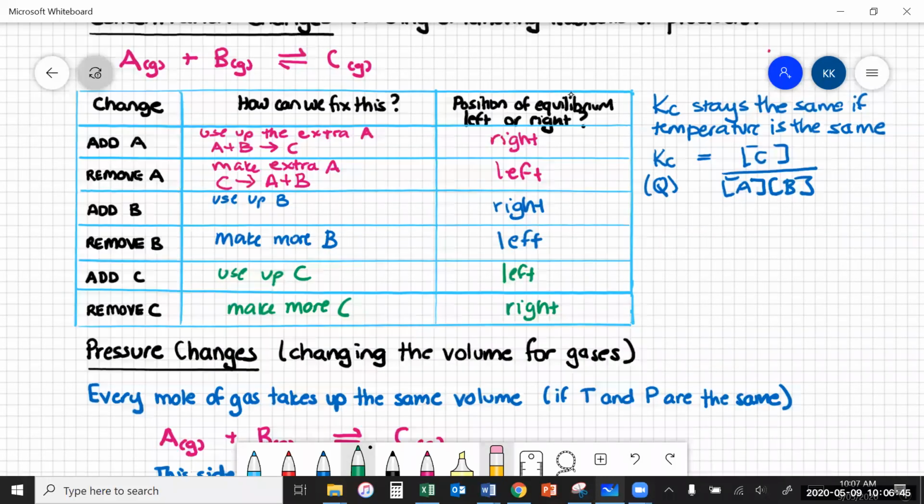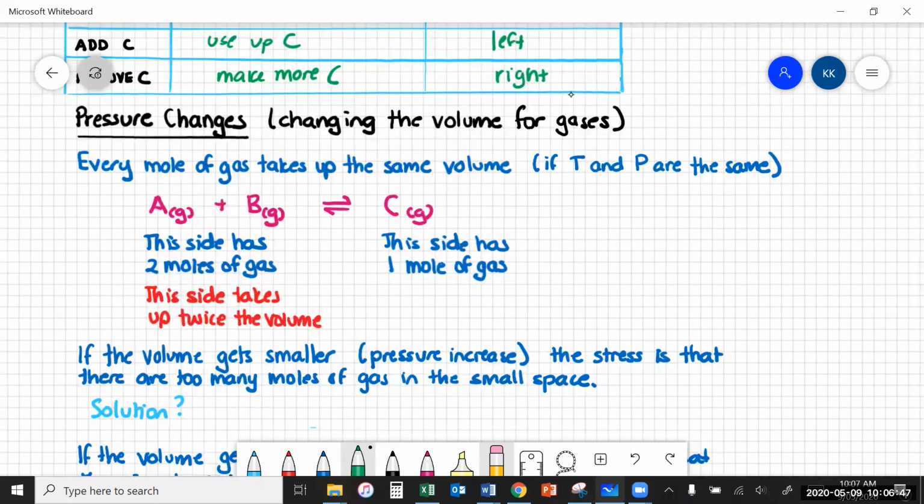All right, pressure changes for gases. Now this requires you to remember your gas laws work. So pressure changes happen by changing the volume for a gas. So if you squish the volume down to a smaller volume, squish the gas, then you get a higher pressure. And if you expand the container, stretch the gas out, then you end up with a lower pressure. Every mole of gas has got to take up the same volume if the temperature and pressure are the same. And that doesn't matter which gas it is.